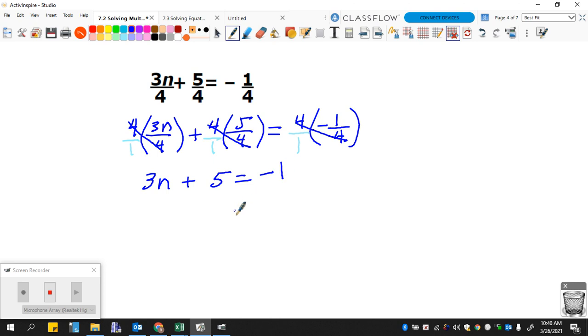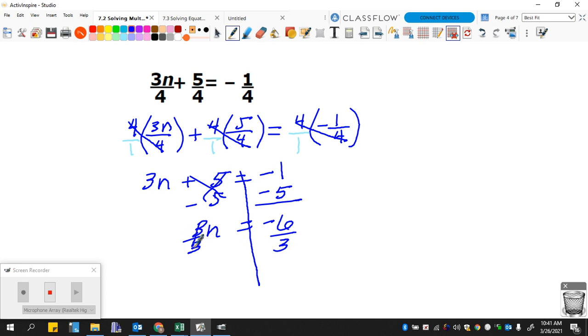Now we just solve it like we've been solving. So we're going to subtract 5. 3n is equal to negative 1 minus 5, which is negative 6, divided by 3. The 3's cancel out. n is equal to negative 2.